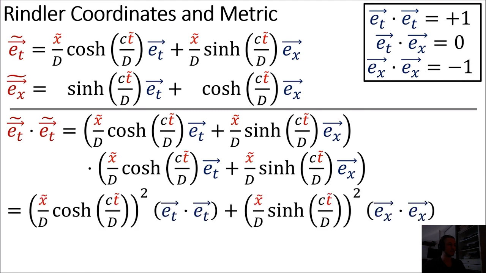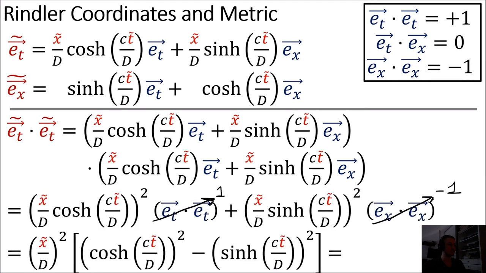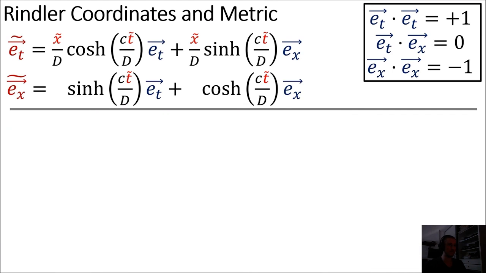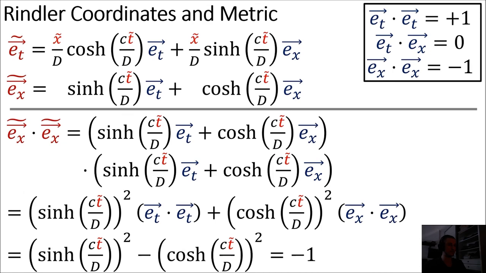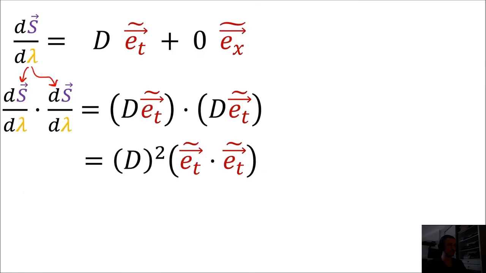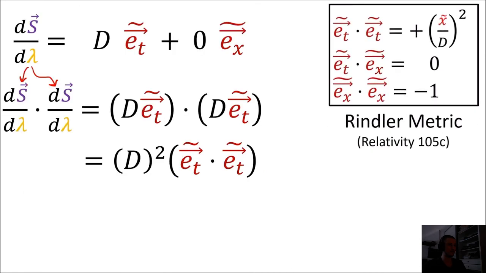And remember, et dot et equals positive 1 and ex dot ex equals negative 1. And also remember that cosh squared minus sinh squared equals 1. So we get that et tilde dot et tilde equals (x tilde over d) all squared, which is also (x tilde times alpha over c squared) all squared. It's not hard to show that et tilde dot ex tilde is 0, and ex tilde dot ex tilde is negative 1.